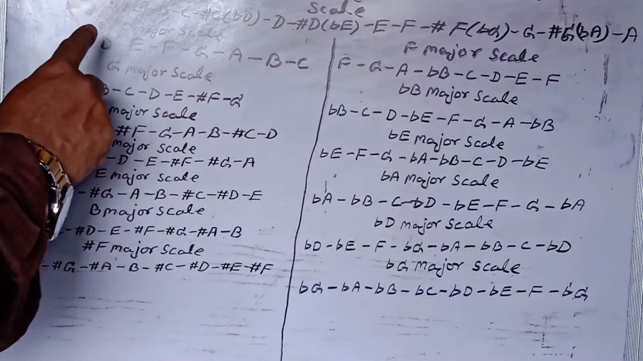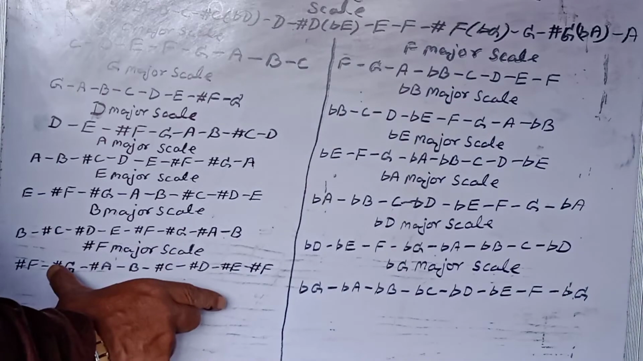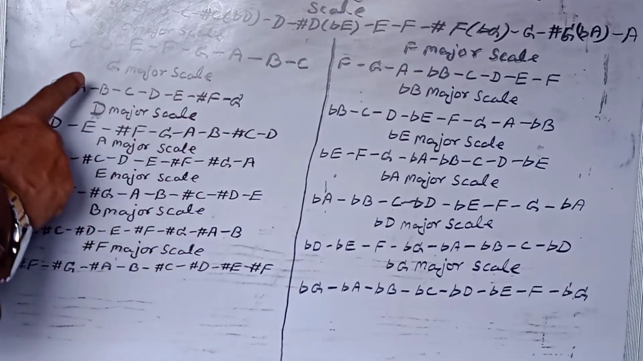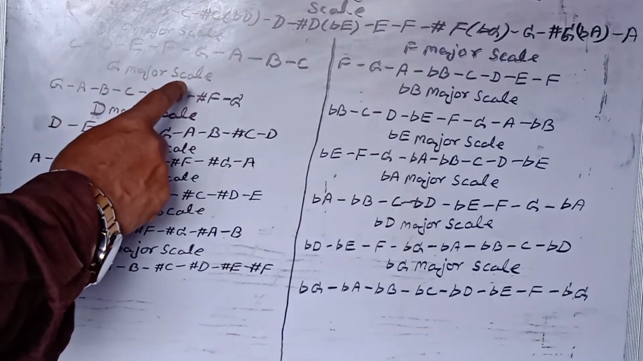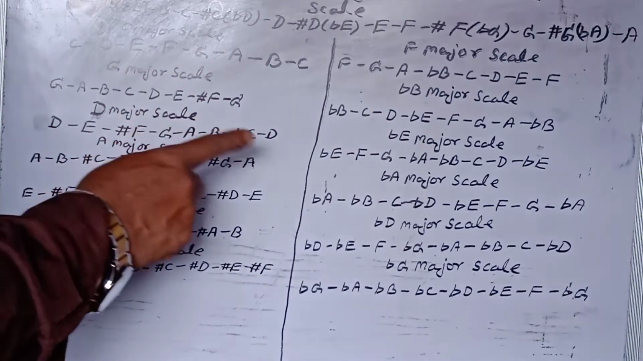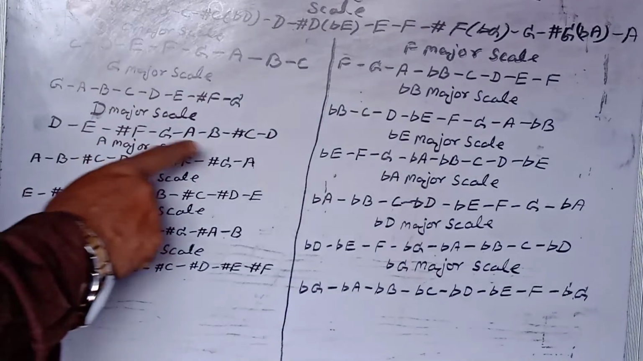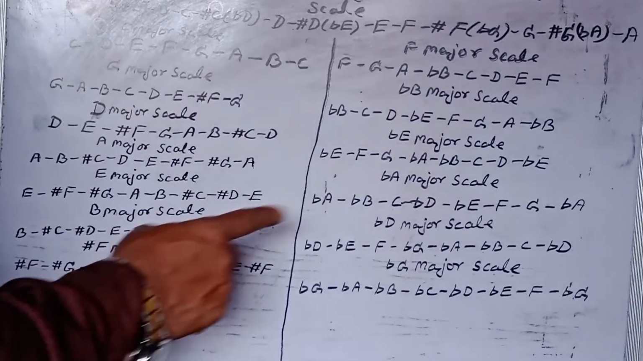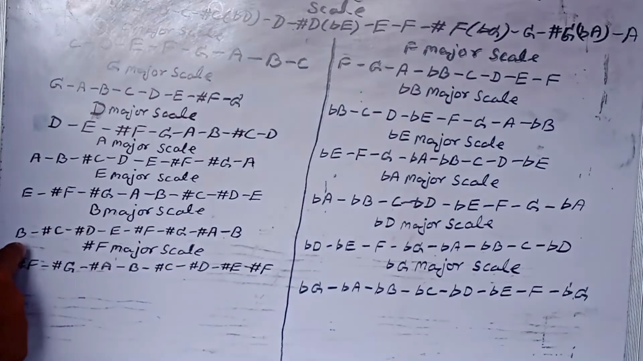So you can see that in the scales coming on this side, every time the number of sharps is increasing. Like in the case of the G major scale, 1 sharp, D major scale, 2 sharps, A major scale, 3 sharps, E major scale, 4 sharps, B major scale, 5 sharps, F sharp major scale, they have 6 sharps.